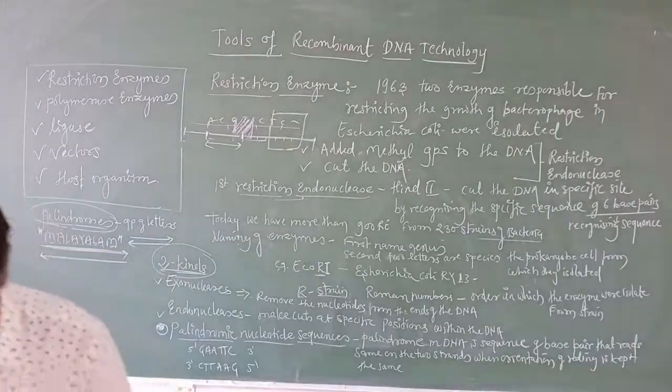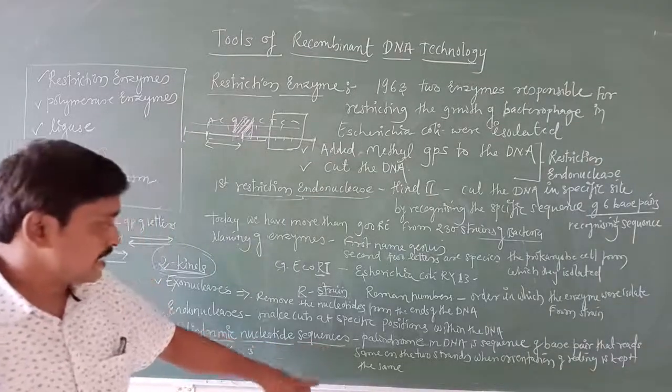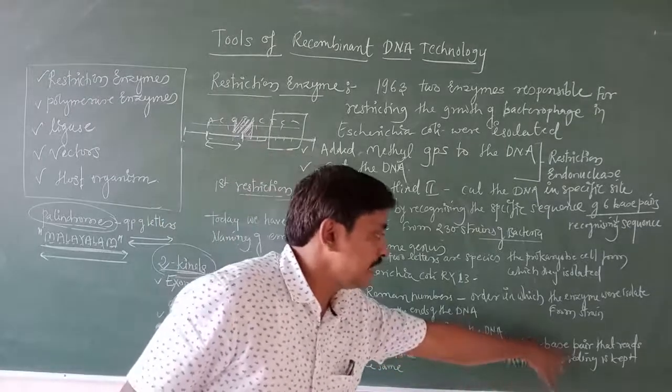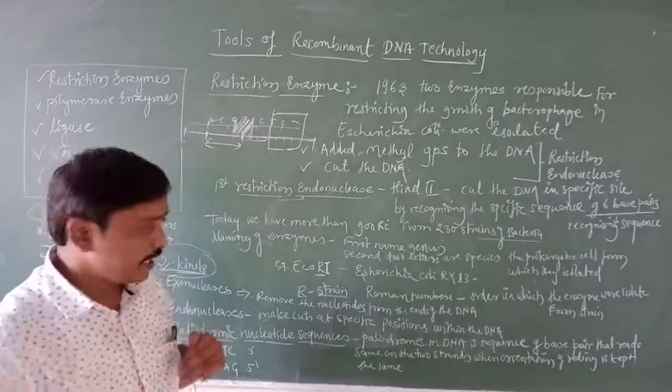Understood? So here I have written palindromic nucleotide sequence in the sense: a palindrome in a DNA is a sequence of base pairs that reads the same on the two strands.